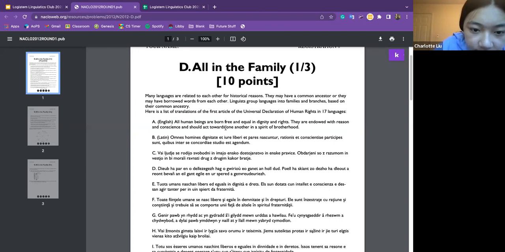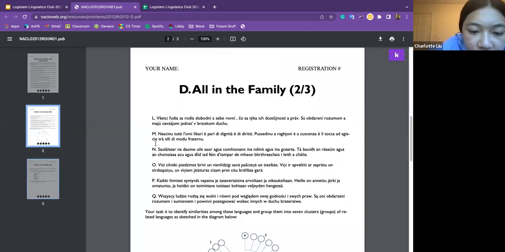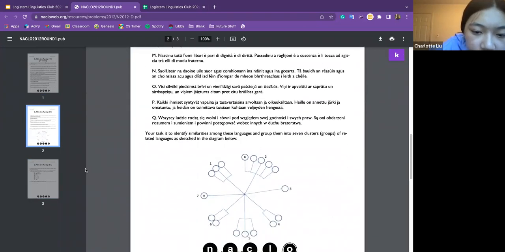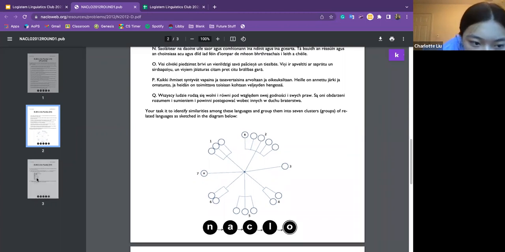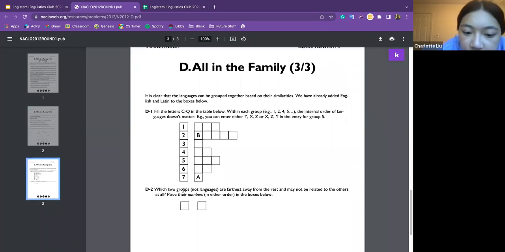So, first one is English. So, all human beings are born free and equal in dignity and rights. They are endowed with reason and conscience and should act towards one another in a spirit of brotherhood. And then here's the Latin translation. And then there's 15 other translations here. So basically what you want to do is group all of these languages into these clusters. So then you can write it there and then here. And then lastly, it asks which two are the farthest away from each other.